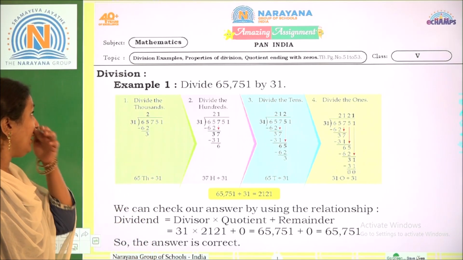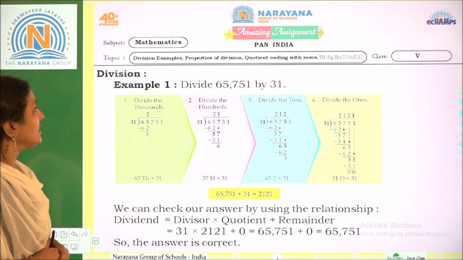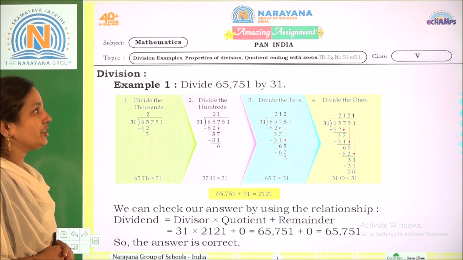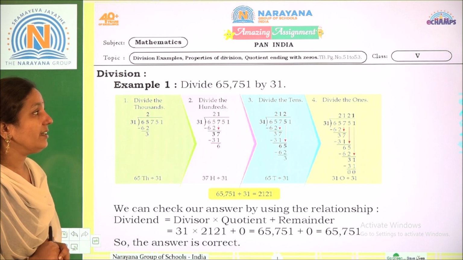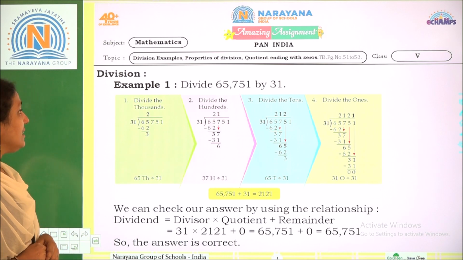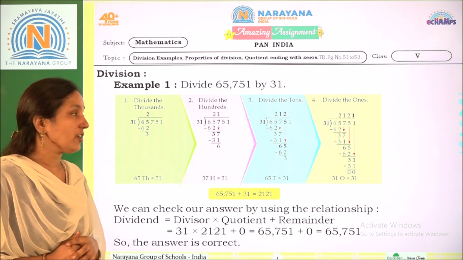Today our assignment is Chapter 2, Division Examples, Properties of Division, Quotient Ending with Zeros. You can refer to textbook pages 51 to 53. I am explaining example sums of division.